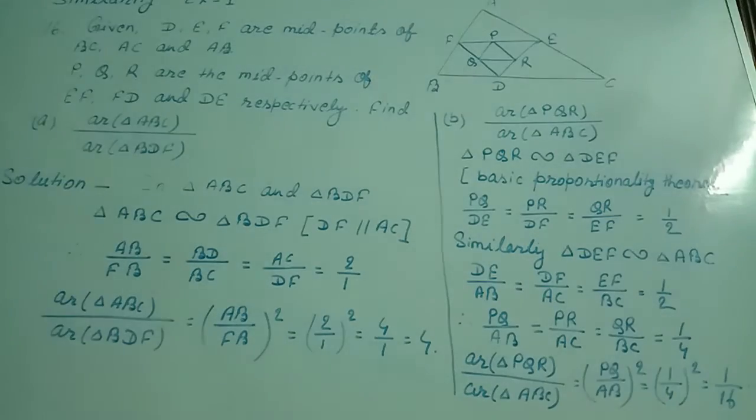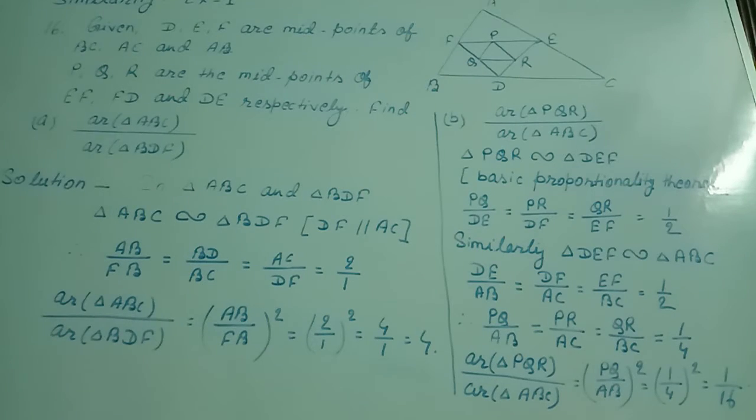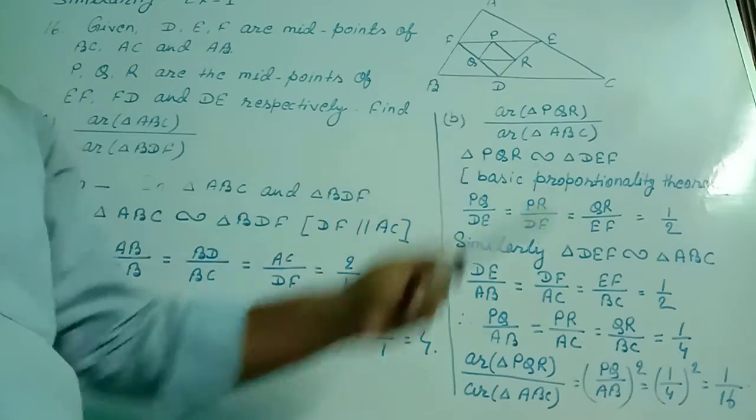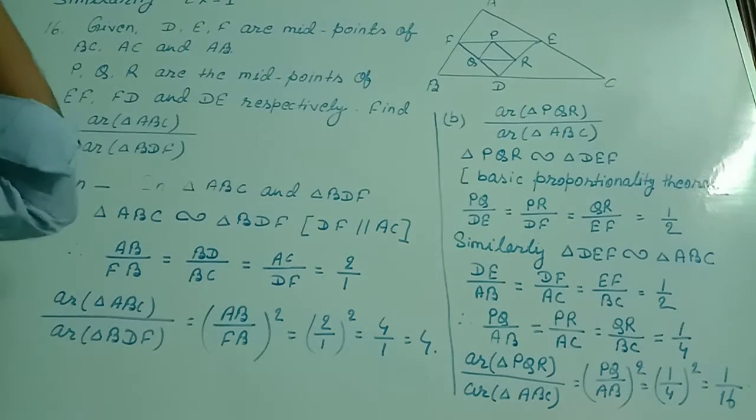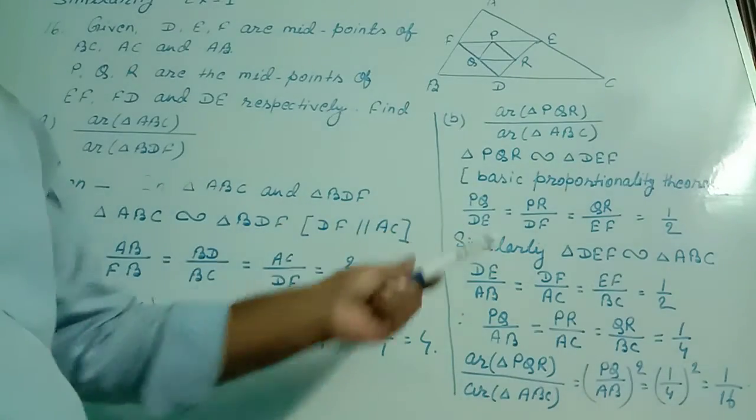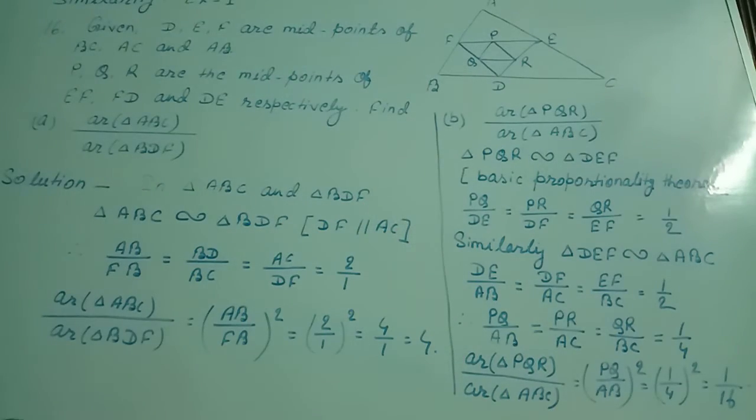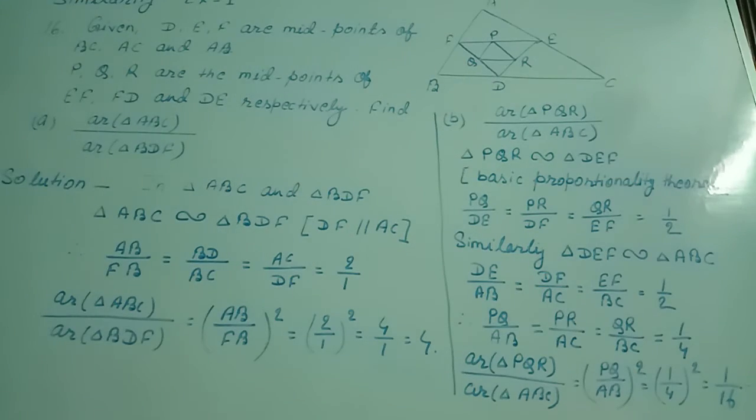Now in question number B, we are asked area of triangle PQR by area of triangle ABC. So first I have written triangle PQR is similar to triangle DEF because PQ is parallel to DE, PR is parallel to FD and QR is parallel to EF. So from basic proportionality theorem, we can say triangle PQR is similar to triangle DEF. So I wrote the ratio of the corresponding sides, PQ by DE equal to PR by DF equal to QR by EF, that is equal to 1 by 2 because these are the midpoints.